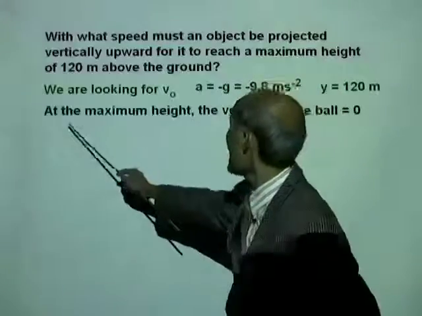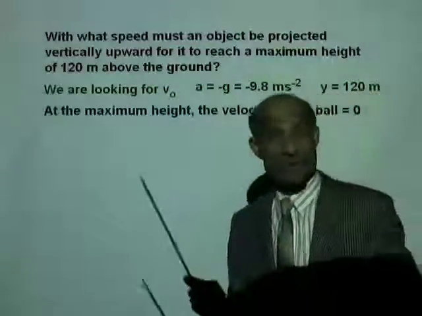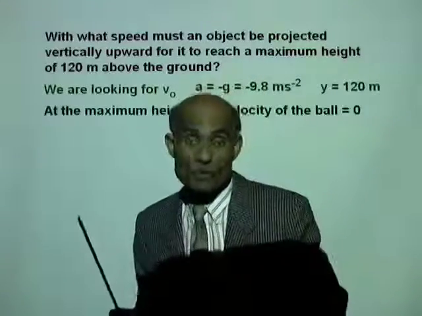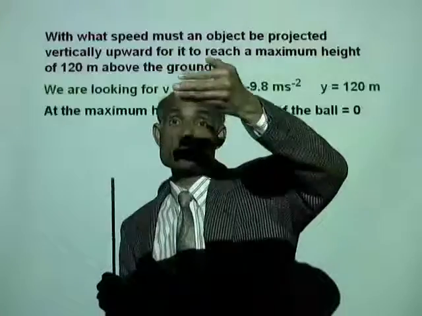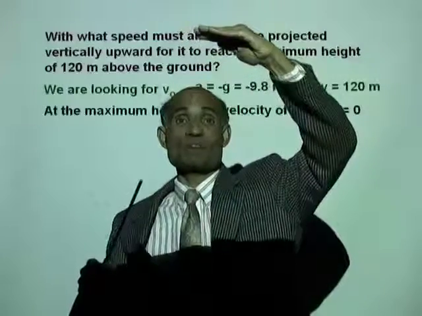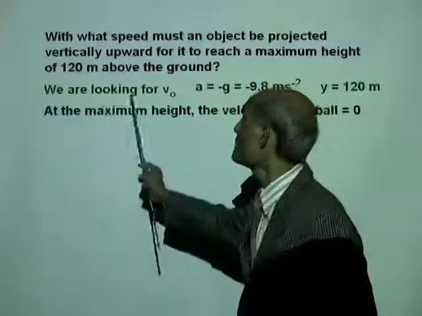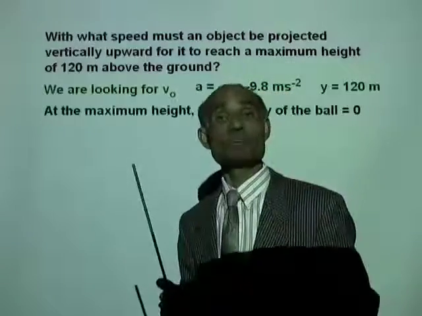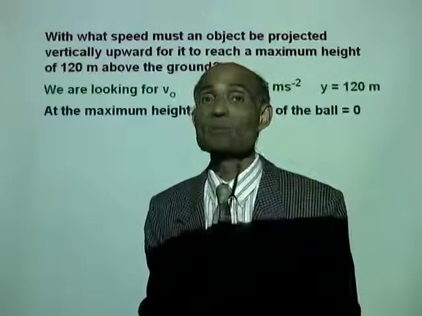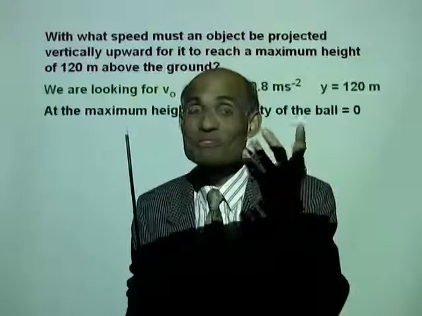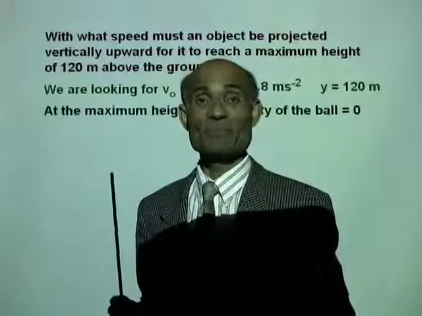At the maximum height, the velocity of the ball is equal to 0. If you throw something up, its velocity decreases, and the velocity becomes 0 at the maximum height. So, Vf equal to 0, and we need to find V0. Can you tell me what equation you will use there? We don't have time here. Obviously, we are looking for an equation that does not contain time.